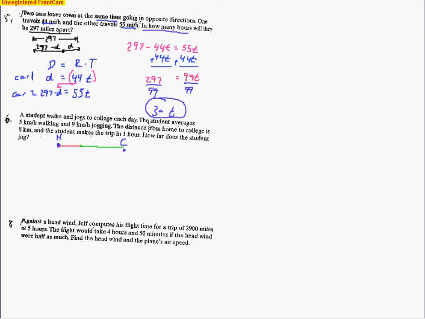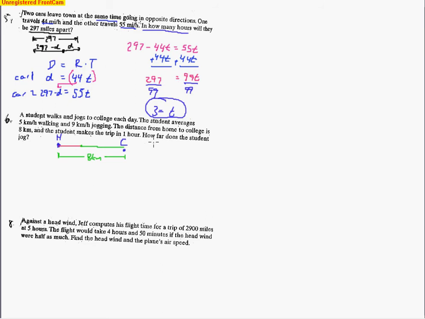What we want to do is, it says that the total distance, so this is giving us a total again, the total distance here is 8 kilometers. They also give us a total time. This takes the student 1 hour to do the trip. So this is distance. Let's draw another one here to represent the time it takes.